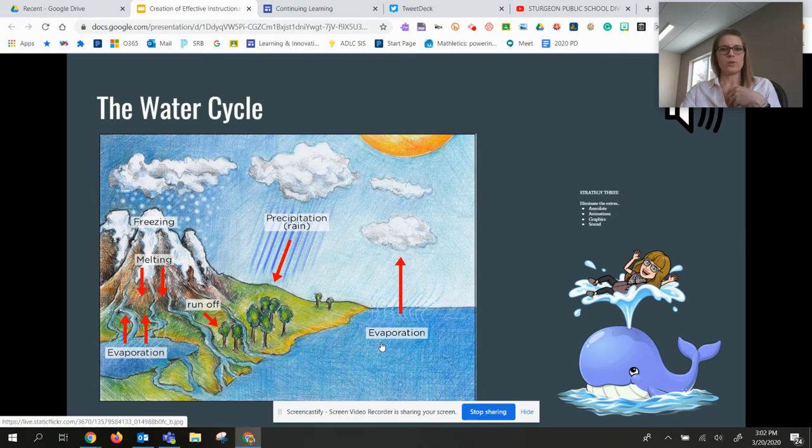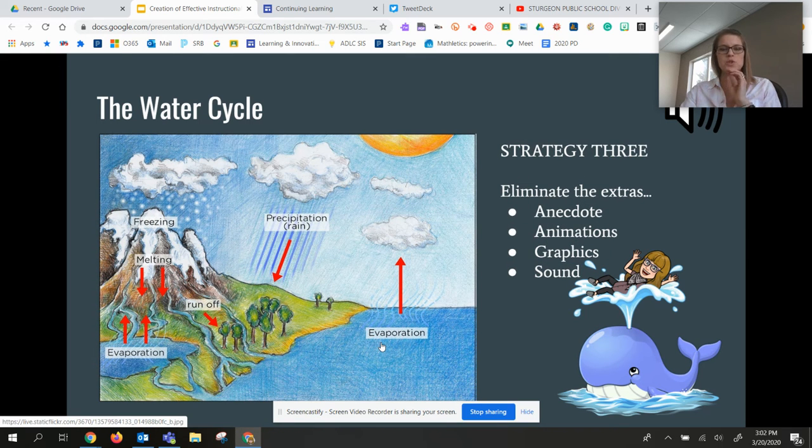And I did that on purpose. Strategy number 3 is eliminate the extras. So this is kind of an extension of strategy number 2. The pieces that are in here would be called seductive details. In other words, they are strategies and details I have included to hopefully interest you, to entertain you, to engage you. But what's happening is, while they might be entertaining, your focus is going to these details and not to the content.